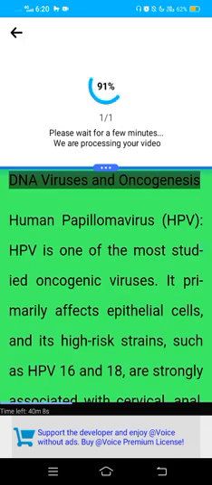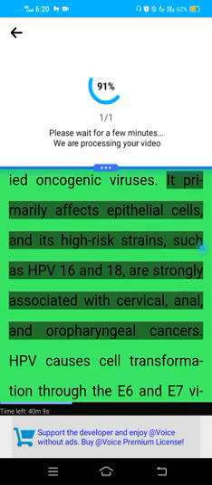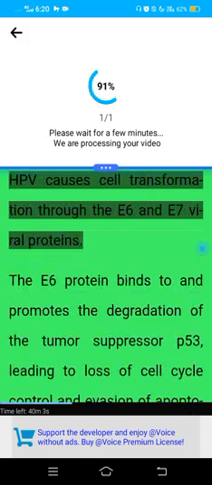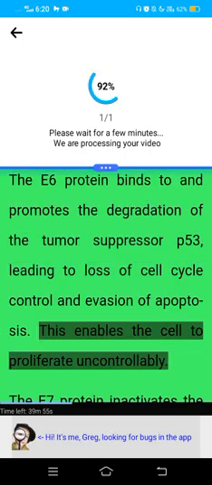DNA viruses and oncogenesis. Human papillomavirus (HPV) is one of the most studied oncogenic viruses. It primarily affects epithelial cells, and its high-risk strains, such as HPV 16 and 18, are strongly associated with cervical, anal, and oropharyngeal cancers. HPV causes cell transformation through the E6 and E7 viral proteins. The E6 protein binds to and promotes the degradation of the tumor suppressor p53, leading to loss of cell cycle control and evasion of apoptosis. This enables the cell to proliferate uncontrollably.